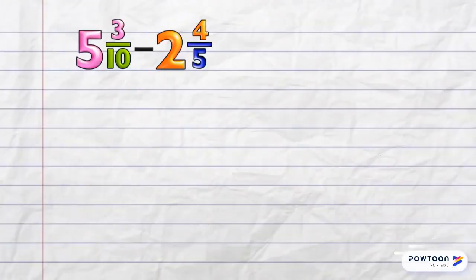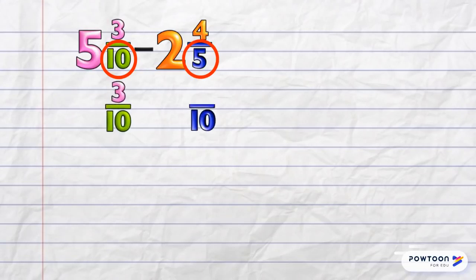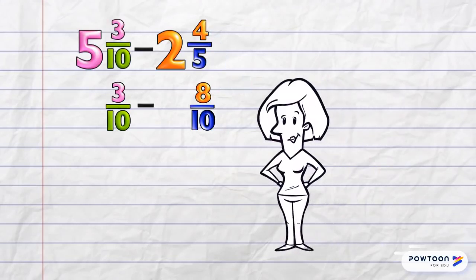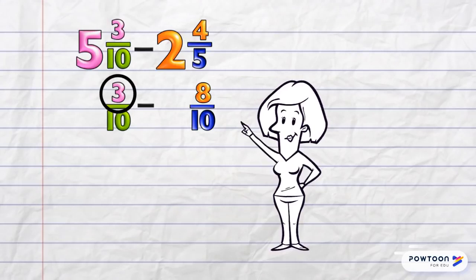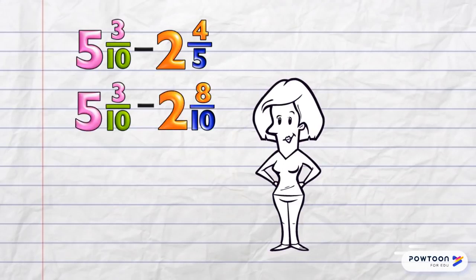The denominators are 10 and 5. The common denominator is going to be 10. To turn 5 into 10, I multiply by 2, so it's the same up top, and that's 8/10. You can see we can't handle the fractions separately from the wholes because we can't start with 3/10 and take 8/10 away. So we change these mixed numbers into improper fractions.